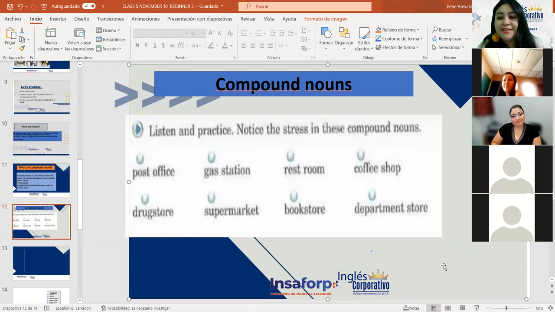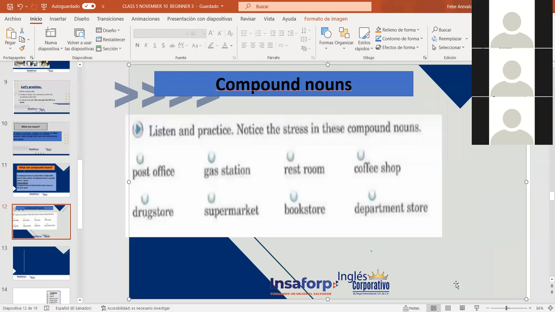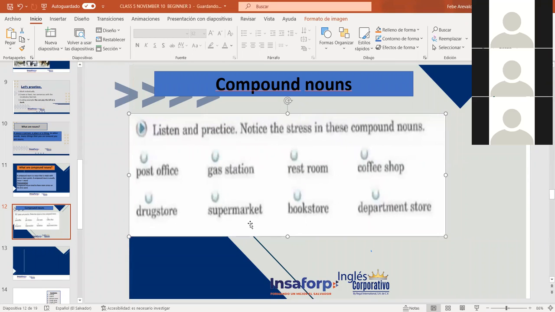Very good question. And let's get somebody else. Let me have Teresa. A ver, Teresa, creo que hoy sí ya puede, ¿verdad? Or not yet. Okay. Let me get Vanessa Leiva, please. Tell me the vocabulary. Post office, gas station, restroom, coffee shop, drugstore, supermarket, bookstore, department store. Excellent, thank you.